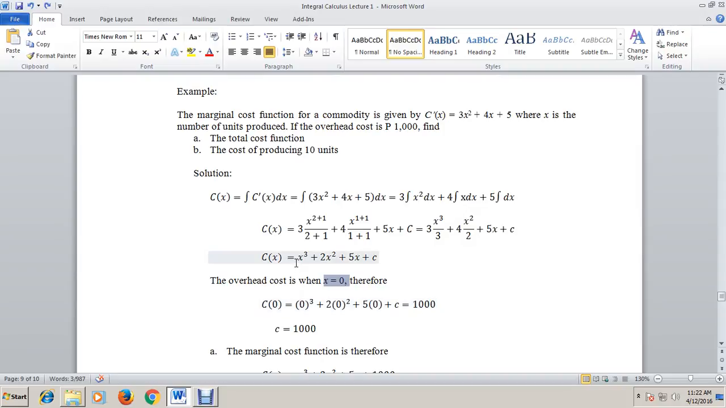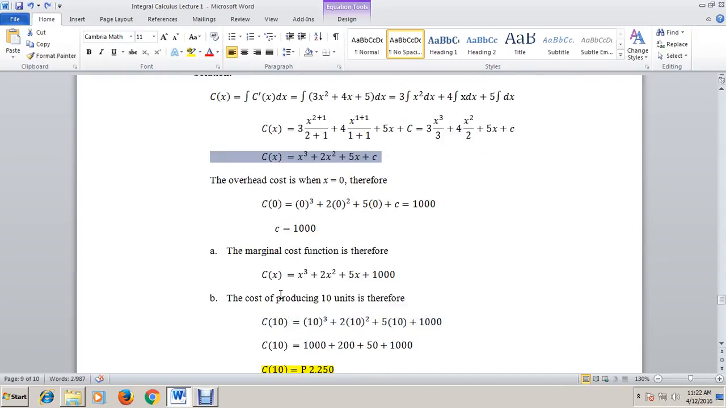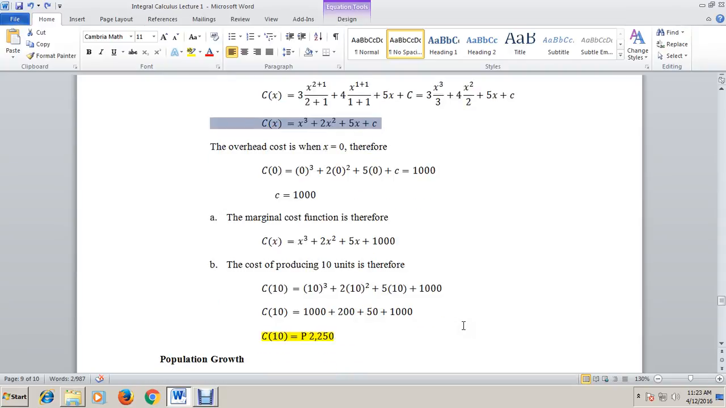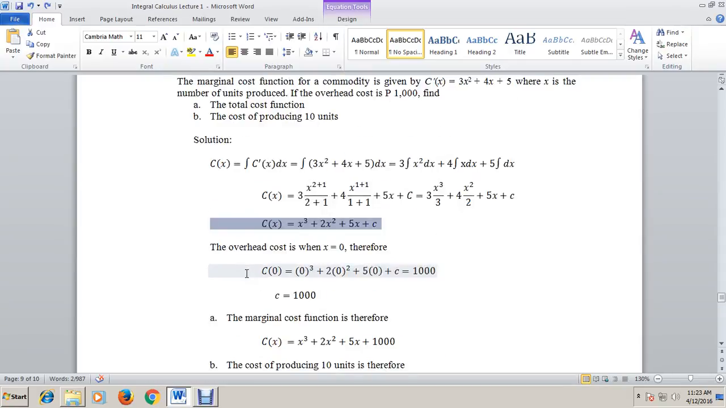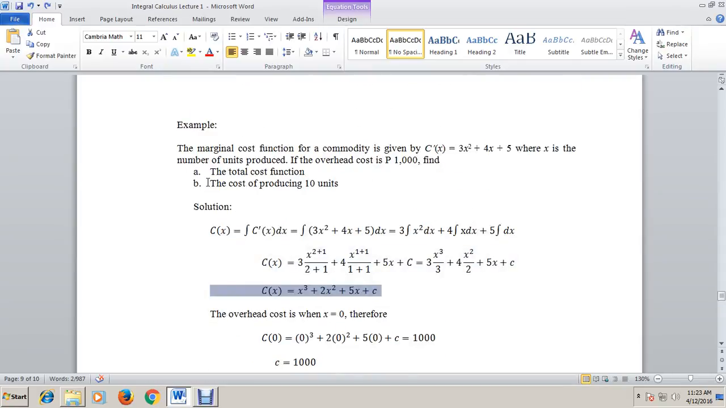Substituting the value 0 for x in the given expression, we arrive with a particular value of c, which is equal to 1,000. Now, if this is the indefinite solution, a particular solution of this expression would be the substitution of c equals 1,000 in the given expression. Therefore, we have the total cost function as c of x is equal to x cubed plus 2x squared plus 5x then plus 1,000. Now, we have answered letter A of the problem wherein we are asked to get the total cost function.